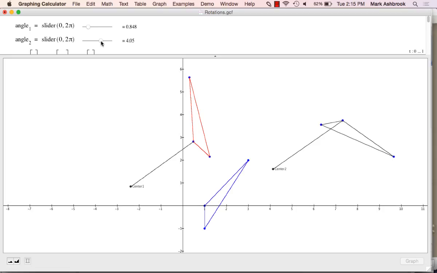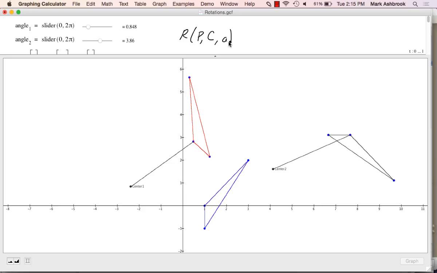Okay, so you've got the key tool to do this, and that is what? R, comma. Now we use the letters we used before. What were we using before? P, C, A. Is that what I used? And what is it? So first, if C is the center, first we're going to take P.